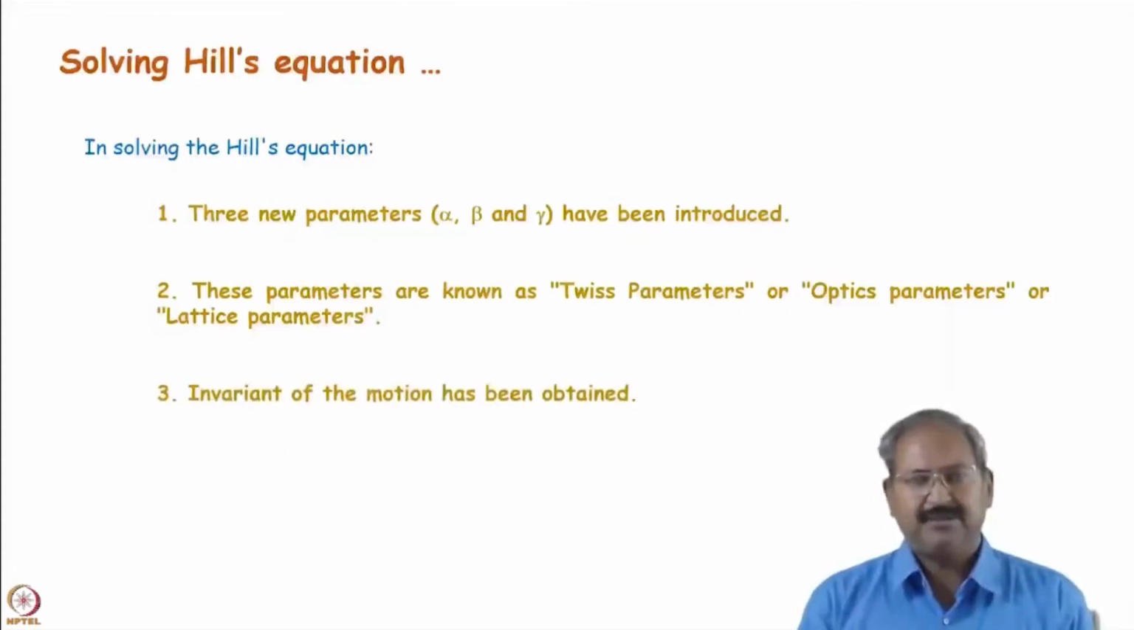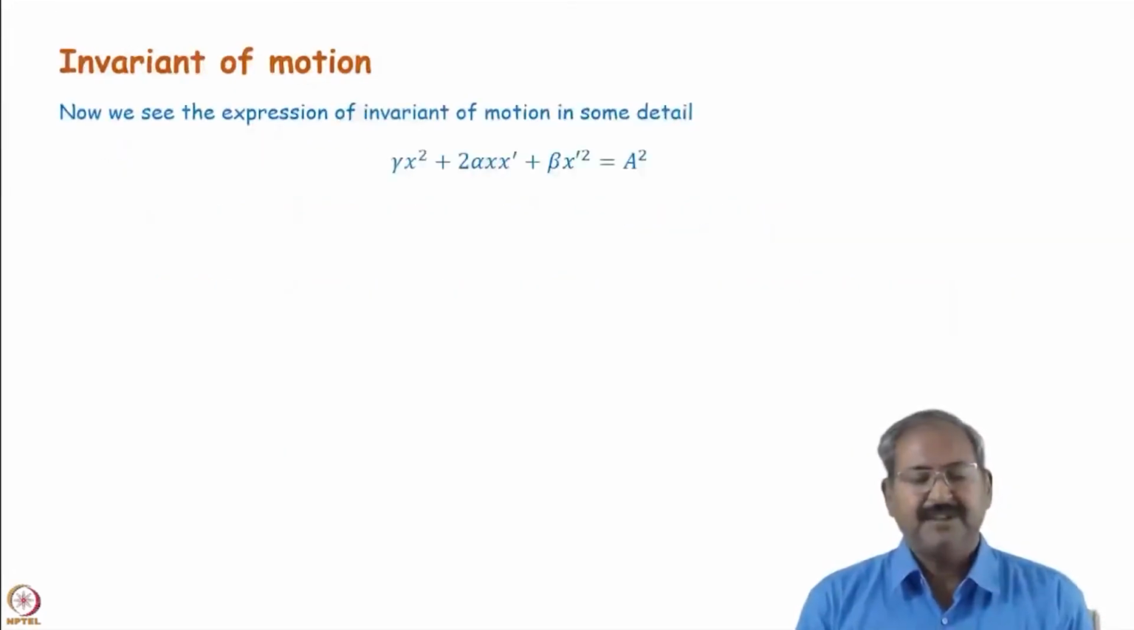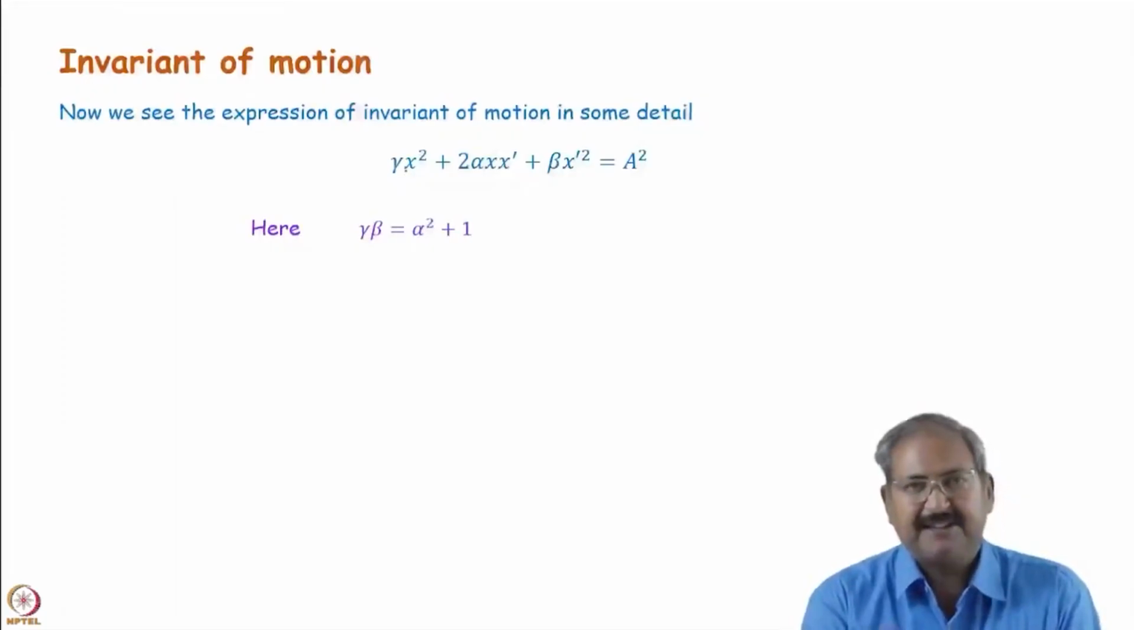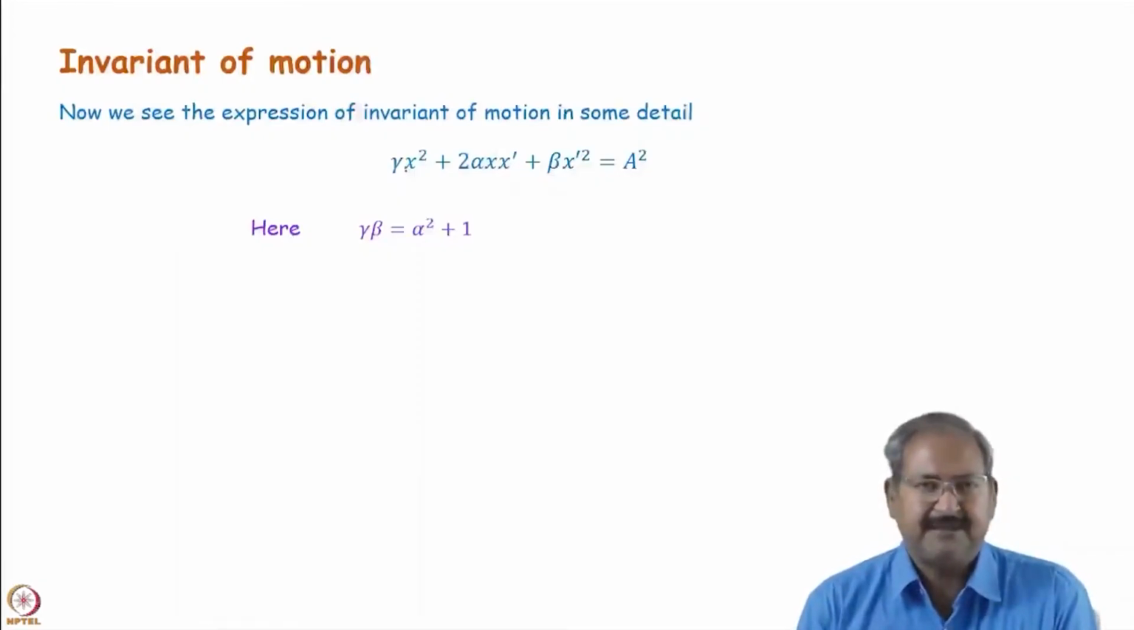Invariant of motion already has been obtained. Now we see the expression of this invariant of motion in some detail. Now you can see that this is the equation in x and x prime. Means there are two coordinates, one is x and another is x prime. X prime shows the angle and x shows the displacement. So these are two coordinates or two variables. So this is a second order algebraic equation in two variables. Means it may show a conic section.